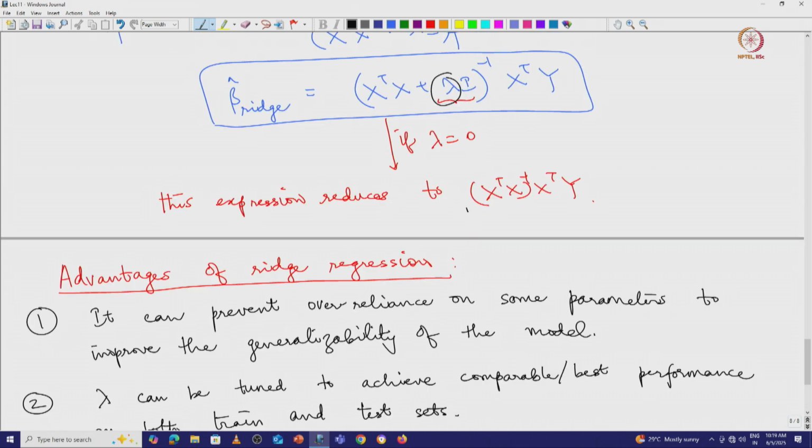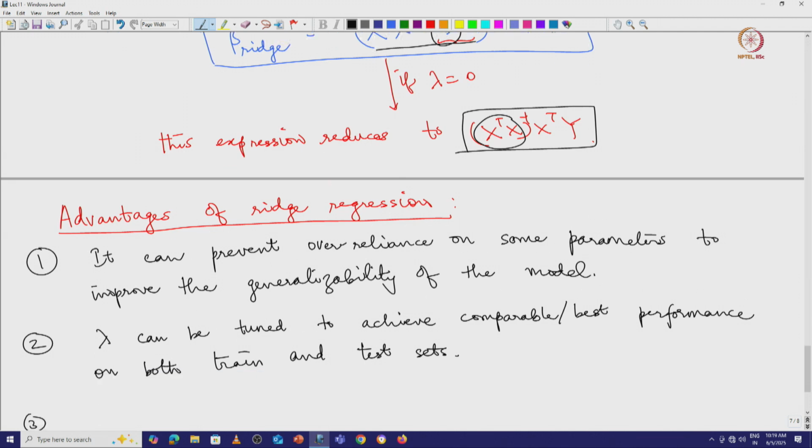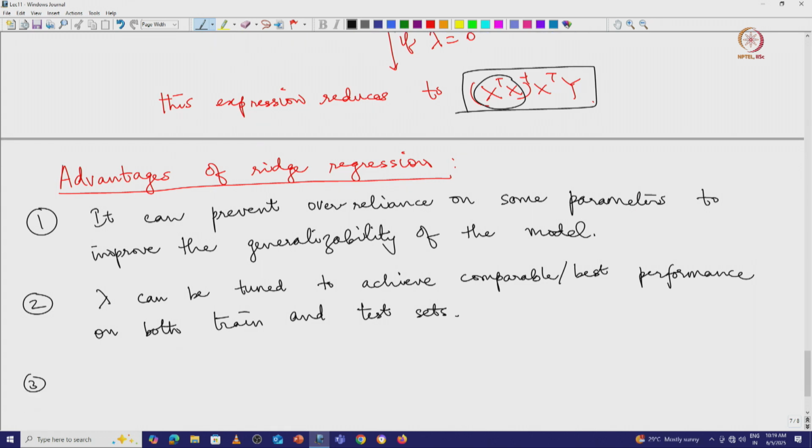The last one is actually a numerical advantage. In the usual linear regression, we have to invert this matrix X transpose X, but it is possible that this matrix in some rare cases is singular. It has a determinant that is close to 0 or exactly 0, and in this case it becomes very difficult to invert the matrix, because the inverse of a singular matrix does not exist. But when you add this regularization parameter lambda I, it could make a singular matrix non-singular, and thus you will be able to compute the inverse of this particular matrix.